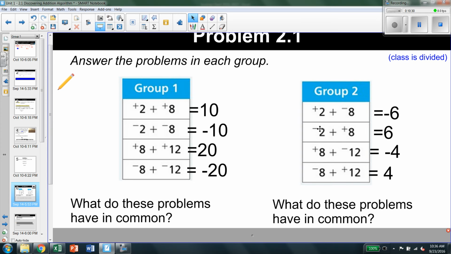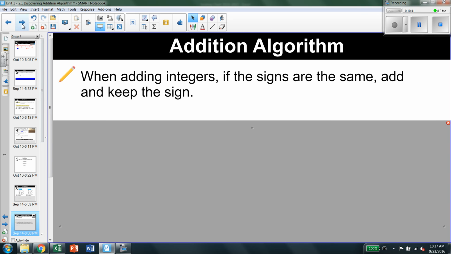It's like I owe someone $2, but then I get $8. Well, I pay them back the 2, and then I have 6 left over, positive 6, right? And the same holds true for these other problems. So this brings us to the addition algorithm.